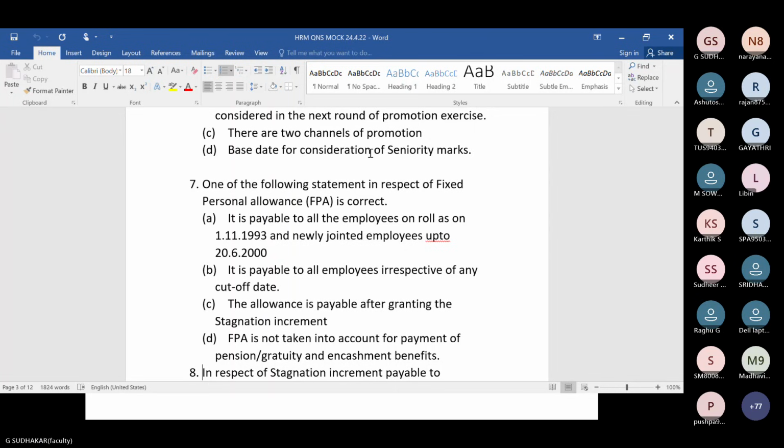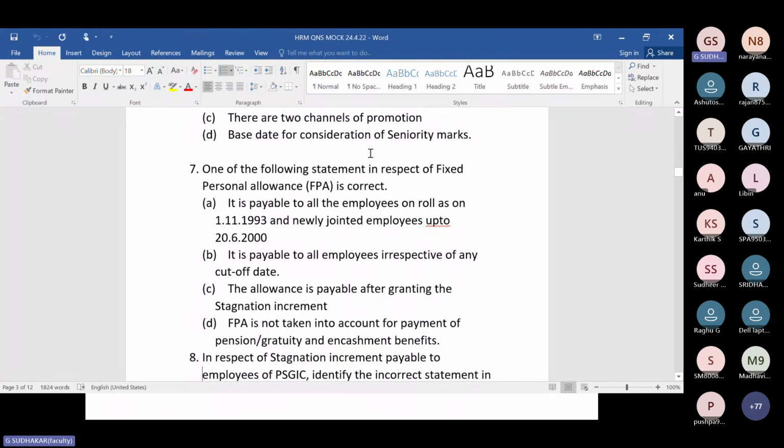For SCS, for all class 3 employees, technical qualification mark is given. B is the answer, sir. No, sir, A is the correct answer. I have told A is correct. The date is 22nd June 2000. Yes, confirmed. Sir, is B correct? No, A is the correct answer.